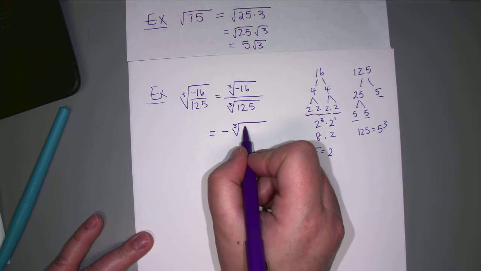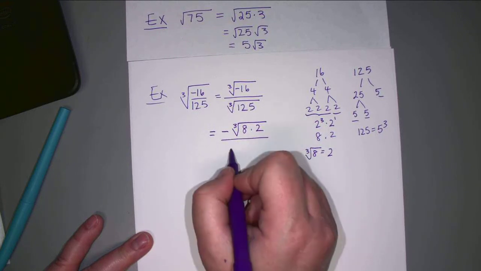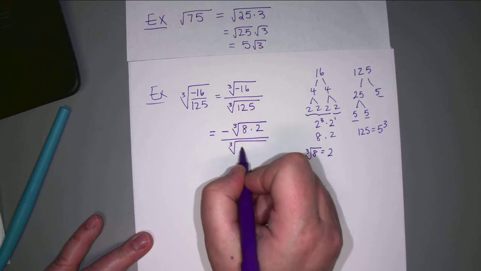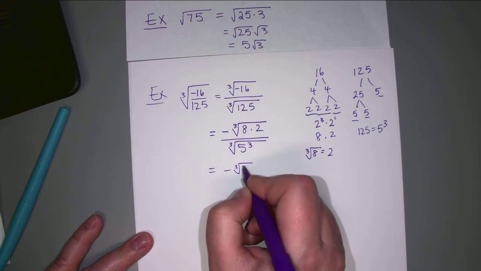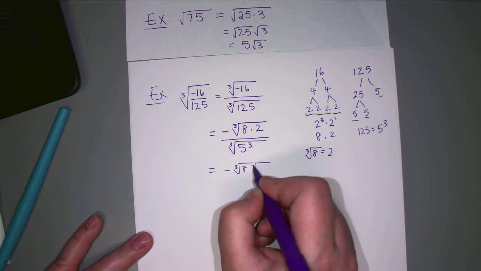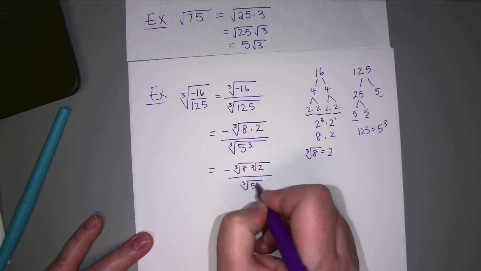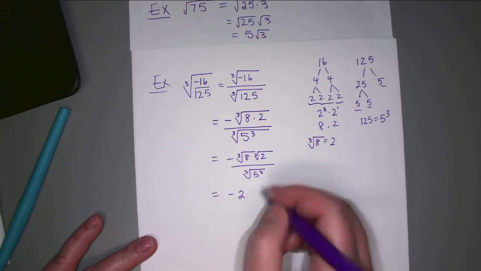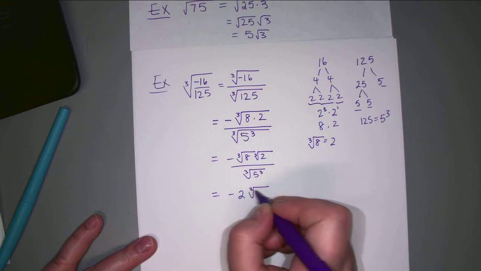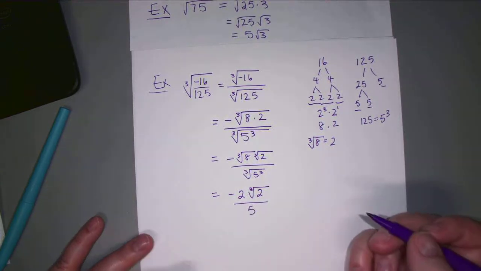Now we said that this was 8 times 2. 16 is 8 times 2. And this is 5 cubed. The cube root of 8 we know. The cube root of 2 doesn't work. And the cube root of 5 does work. So cube root of 8 is 2. This one stays. And this is 5. So that would be your answer, and that's how you would write it.